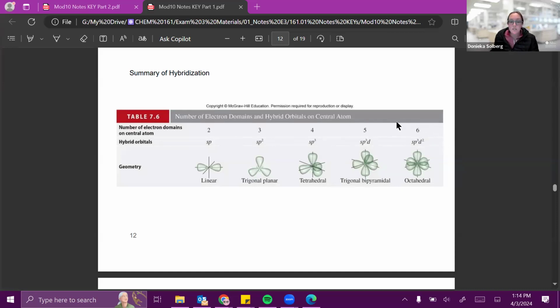So as long as you can tell me the number of domains, which you need to be able to do for VSEPR anyway, these always match up. So this is really all you need to know.